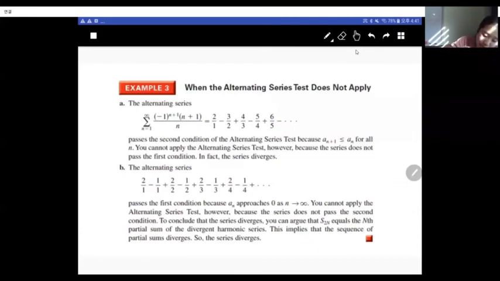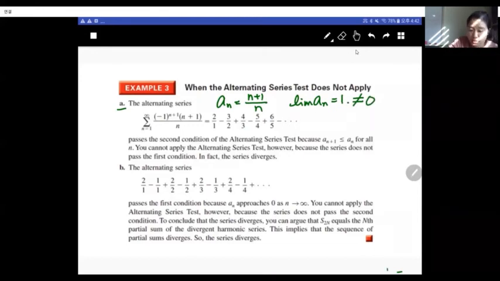Okay, example number 3, let's look at A. It says the alternating series is the sum of (-1)^(n+1) times (n+1) over n. So what is my a_n? It's (n+1) over n, right? If I take the limit of a_n, is it 0? No, that's 1. So it does not satisfy the first condition, so we can't apply the alternating series test. We can't make any conclusion with this test.